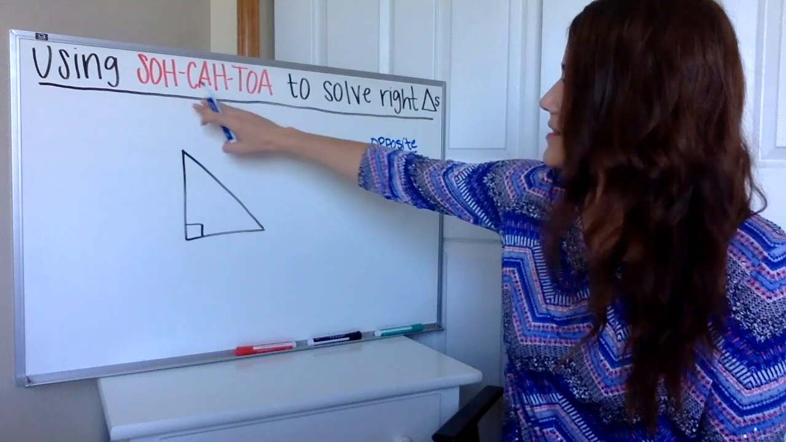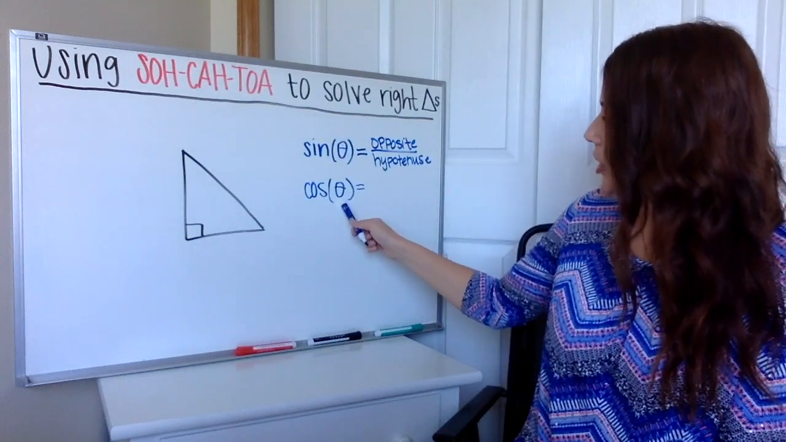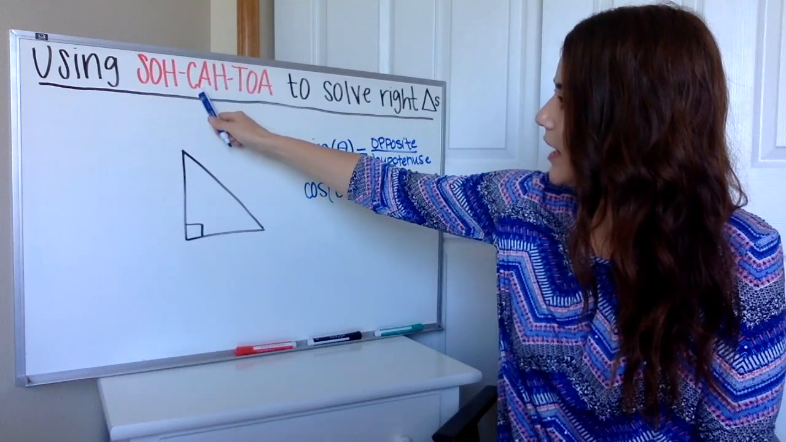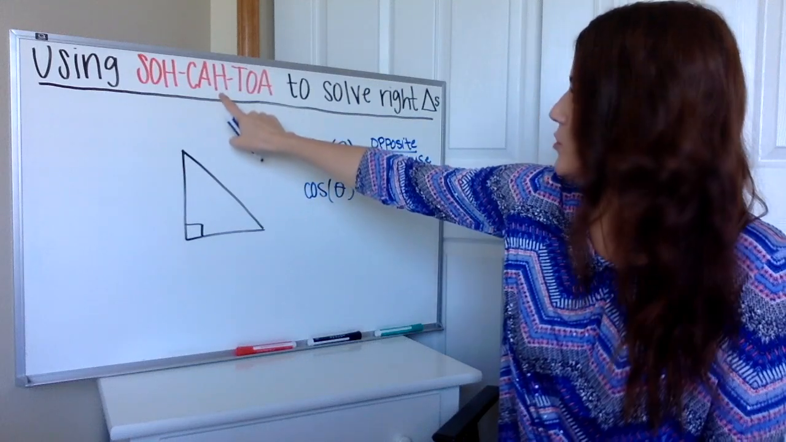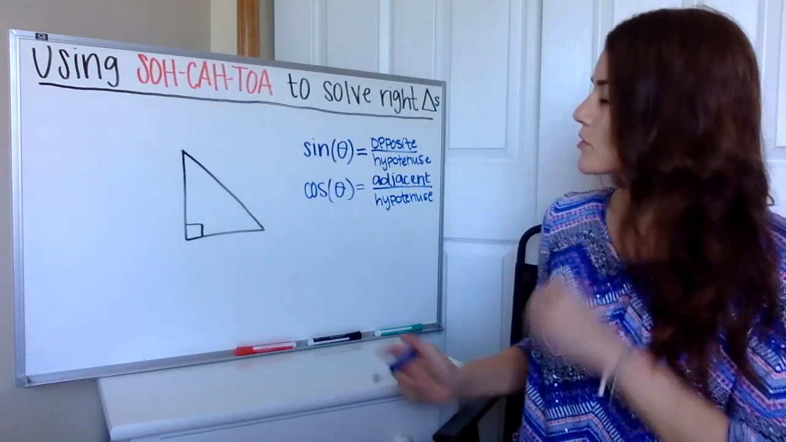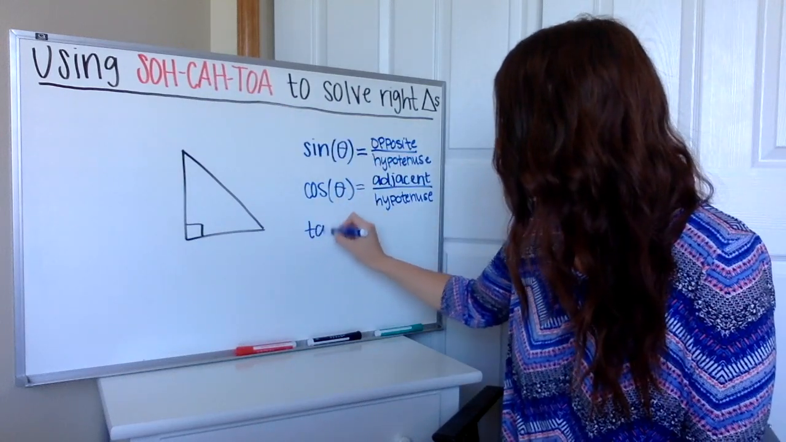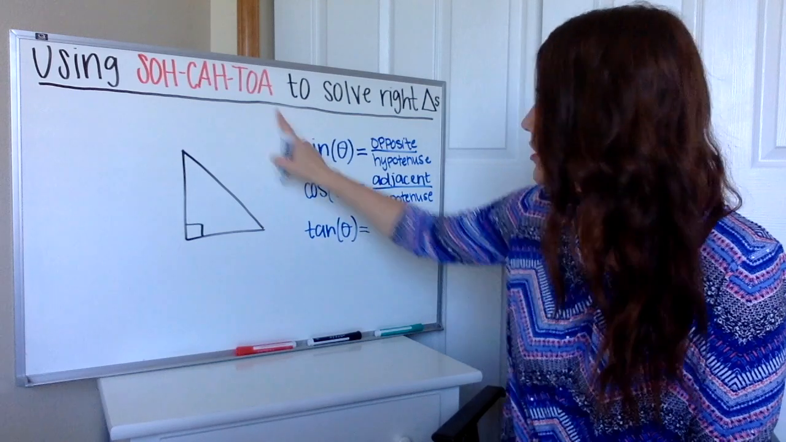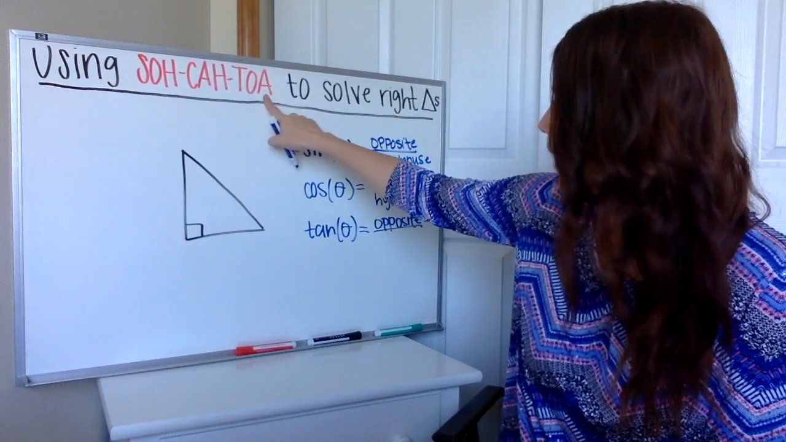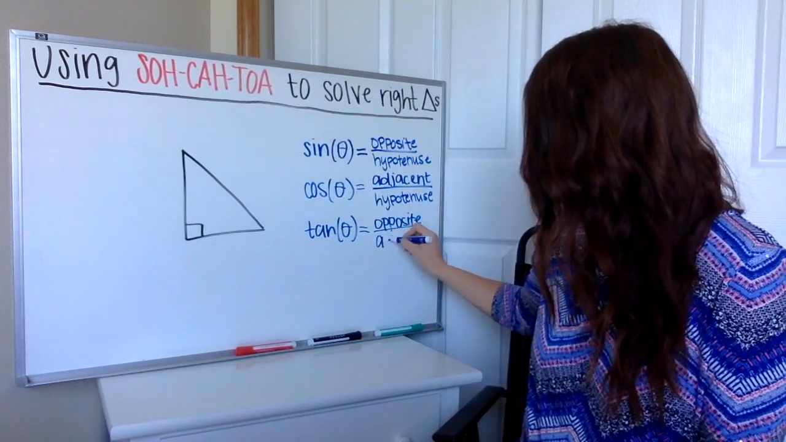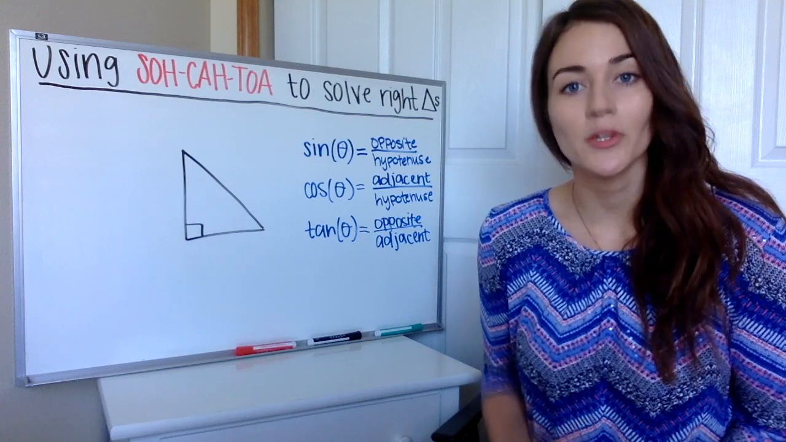Our next one is CAH, which is for our cosine function. So again, we're going to have cosine of our angle equals, and this time the A is going to stand for adjacent, and the H again, which we said stands for hypotenuse. And then our last one, TOA, we're going to use our tangent function. So tangent of our angle equals O, which we said stands for opposite, over A, which we said stands for adjacent. So now that we know what Sohcahtoa is, let's take a look at how we use Sohcahtoa.